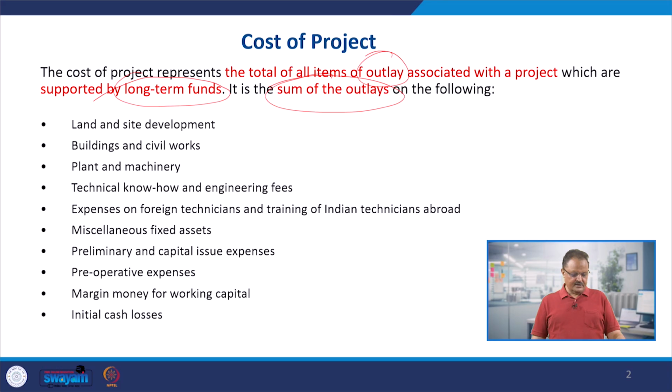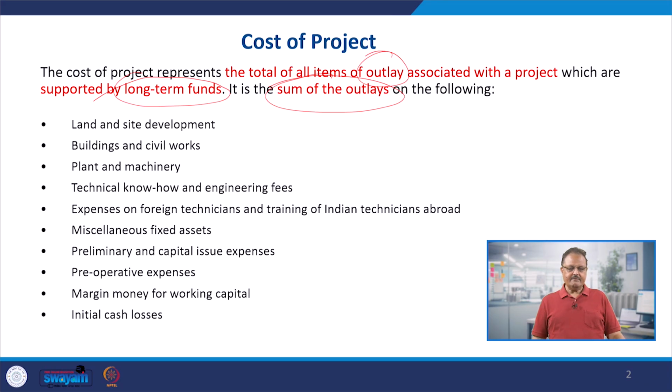And those fixed assets are going to be land and site development. We need the funds for that. First of all, you have to buy the land where you want to erect the sheds or the project buildings. If you are going to acquire the land, it is a long term asset, but you need the funds for that. And for acquiring a long term asset like land, you need funds from long term sources.